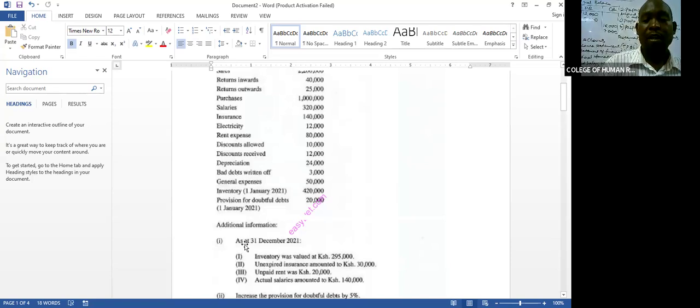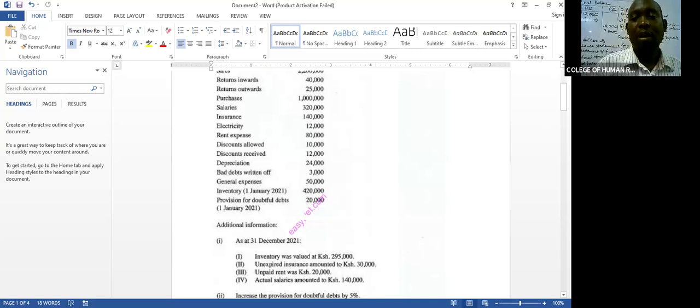Remember, it says here that as at 1st December, that is the last day of that financial year. As at 1st December 2021, inventory was valued at 295,000. That is simply the closing inventory. And then number two, unexpired insurance. Unexpired insurance is the same as prepaid insurance, amounted to 30,000.